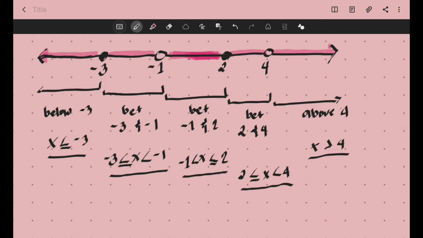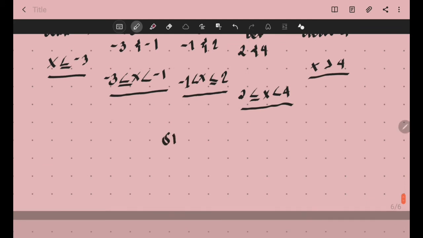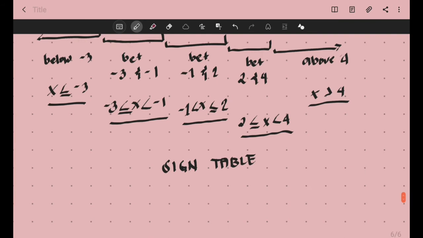Now, gagamit tayo ngayon ng tinatawag nating sign table para malaman natin sino ba sa mga intervals na yan ang naglalaman ng mga possible values ni x, or sino-sino ba ang possible values ni x, kanino sila nakabilang. Is it below negative 3, between negative 3 and negative 1, between negative 1 and 2, between positive 2 and positive 4, or above positive 4? So, kanino natin sila makikita?